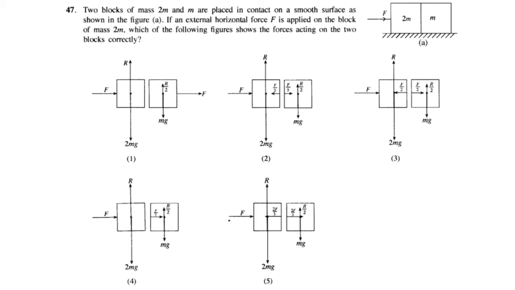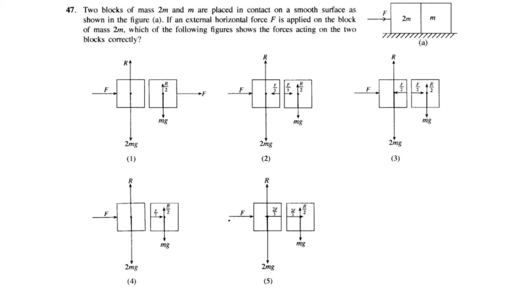And use F equals ma on the system. Then F is the given force, m is the total mass 3m, and the acceleration is A. From that we can find A: acceleration is F over 3m. Now take individual boxes. We take the box m and use F equals ma again.